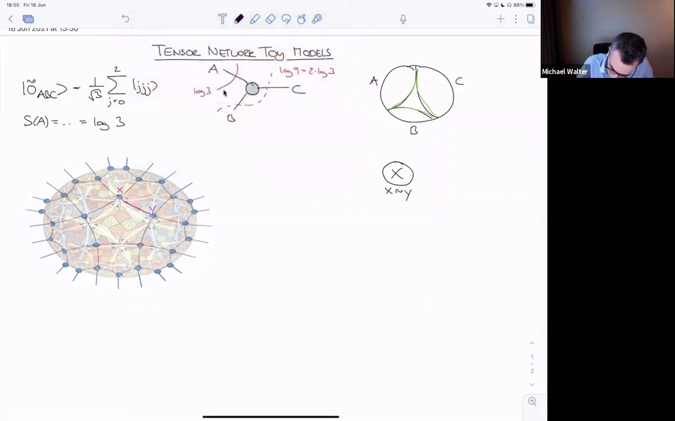Now for each of these edges, I want to take a maximally entangled state. I'm just going to denote this maximally entangled state by cat XY. So this guy is a maximally entangled state. A maximally entangled state is something that looks like cat II, the sum over I from one to some dimension D. So it's a maximally entangled state of dimension D.